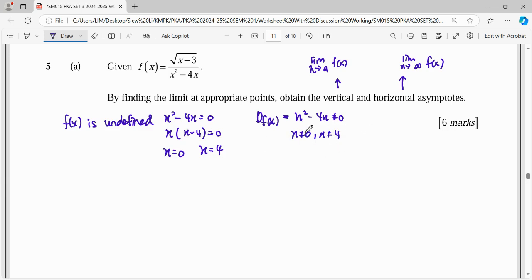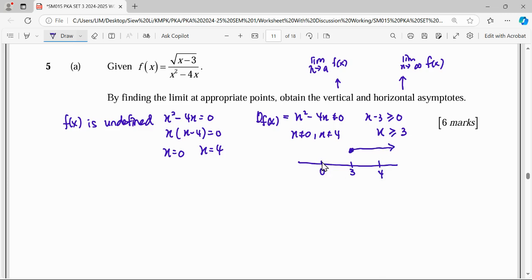So, for these two values, we will check whether a vertical asymptote happens. Besides that, you can see under the square root, in our domain, it must be more than or equal to 0. So your x must be more than or equal to 3. Alright? So when we find this, we have 0, we have 3, we have 4. Our graph starts from more than or equal to 3.